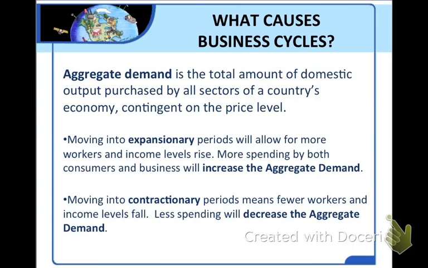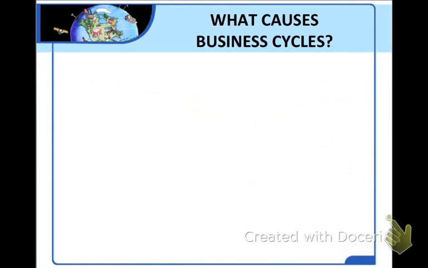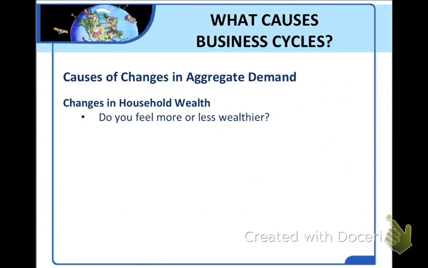What causes aggregate demand to change in the first place? Three of the leading causes are changes in household wealth, changes in confidence, and government policy. Let's look first at changes in household wealth.